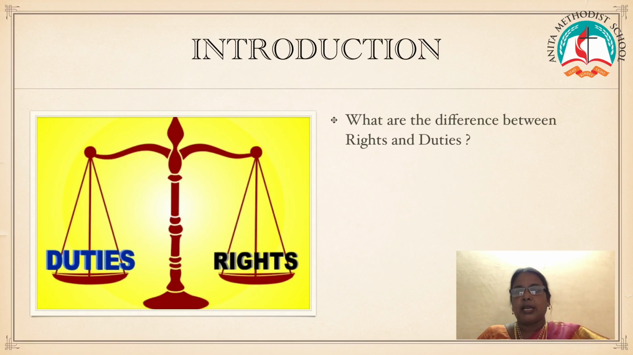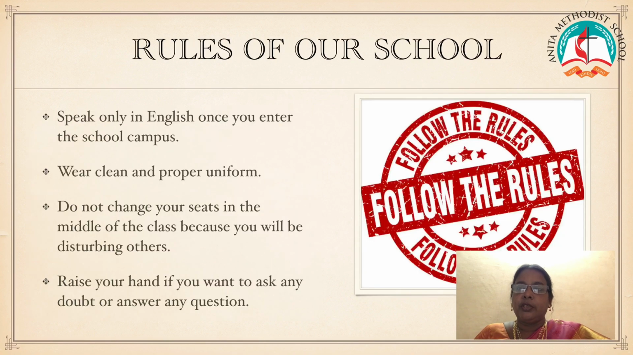So do you know the rules of our school? You are all very familiar with the rules of our school. What is the most important rule, children? You all know that as soon as you enter the school gate, you are supposed to speak only in English. And then what are the duties we have, children? What are the duties you have in school? You have to wear proper school uniform. On the specific dates, you have to wear normal uniform, and on some specific dates you have to wear your sports uniform. You have to wear proper shoes along with your uniform. You should be neat and tidy. All that are your duties.